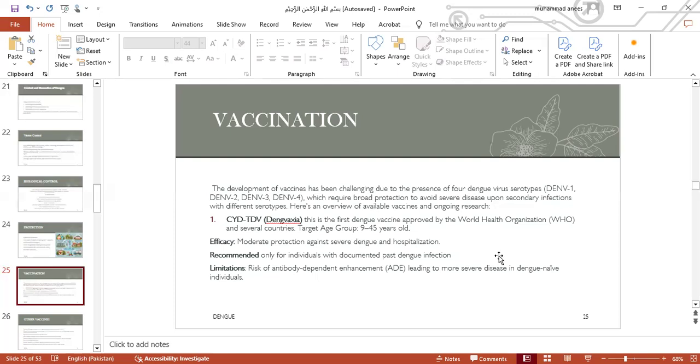This vaccine is safe in previously infected individuals. So moderate protection has been provided against severe dengue and hospitalization. It is recommended for individuals with documented past dengue infection. And there are certain limitations, such as a risk of antibody-dependent enhancement, ADE, leading to more severe disease in dengue-naive individuals.